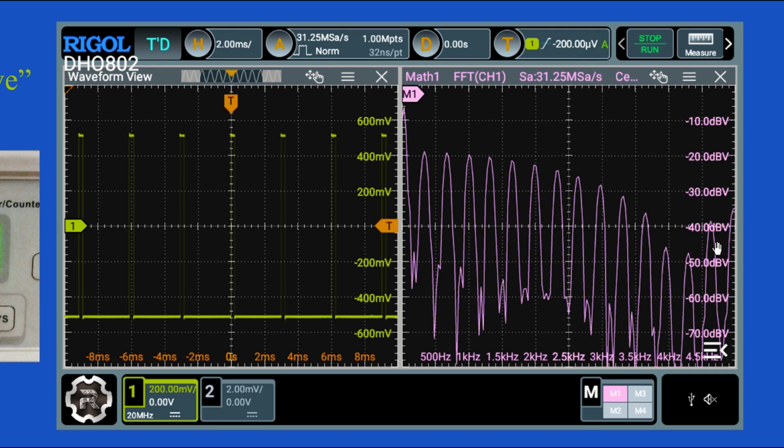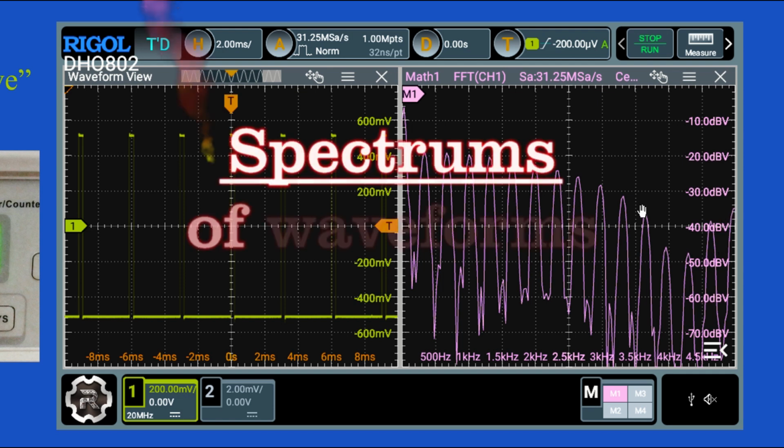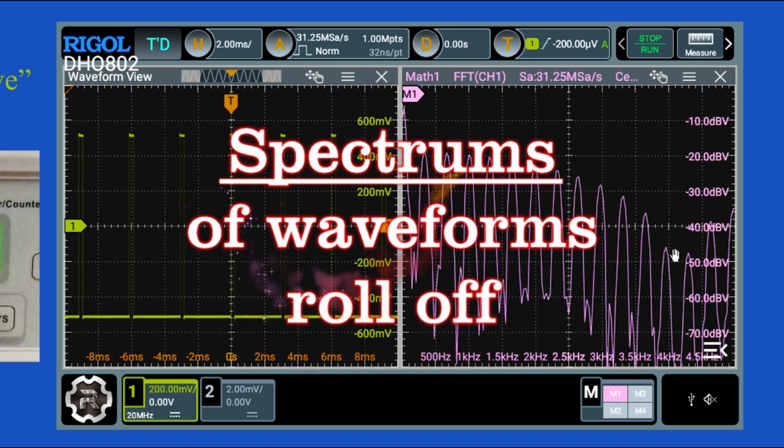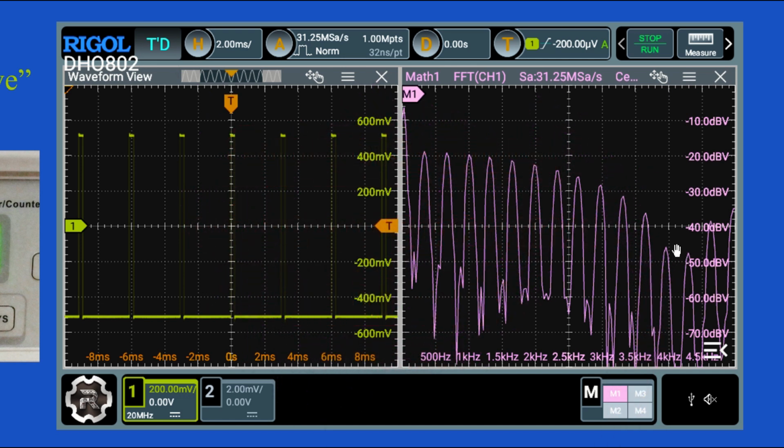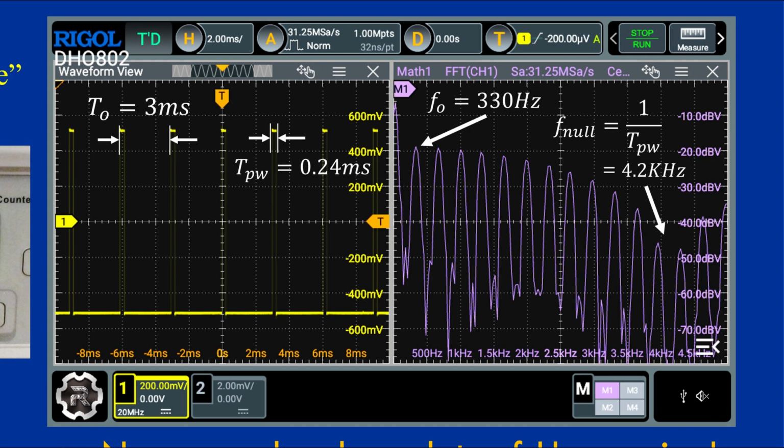Looks like it comes back up a little bit, but in general, waveforms will roll off at some upper frequency, which we call the bandwidth of the waveform. This one, I'm just going to use this dip here as a measure of that. Looks to be about 4.2 kilohertz.